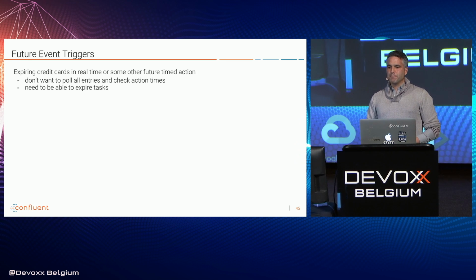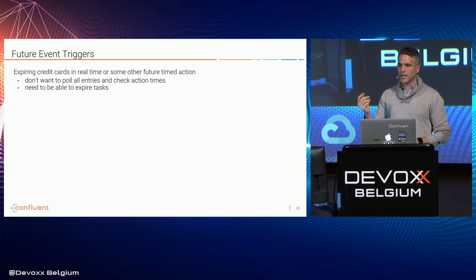So another sort of cool thing you can do is future event triggers. I worked on this with one of our customers. And this is sort of cron jobs, but way off in the future, potentially. So let's say you have a customer who registers they're going to change their address at some point in the future, or they have credit cards that are going to expire. And you want to produce an event when that happens or take some action. And that's very simple to do.